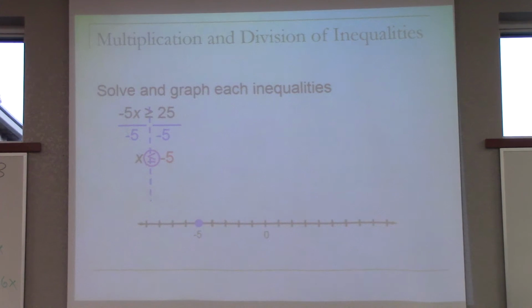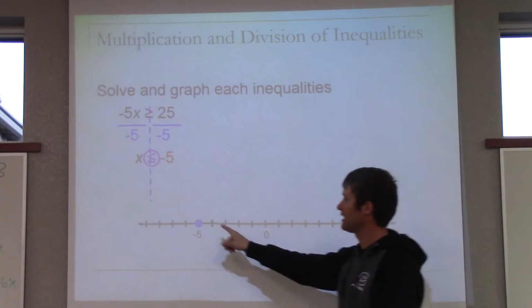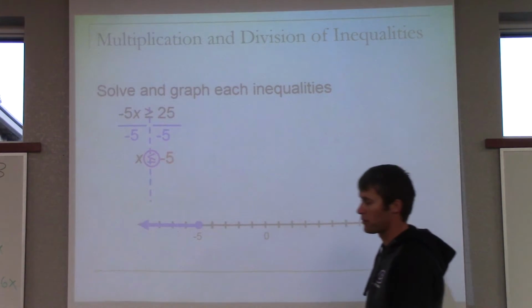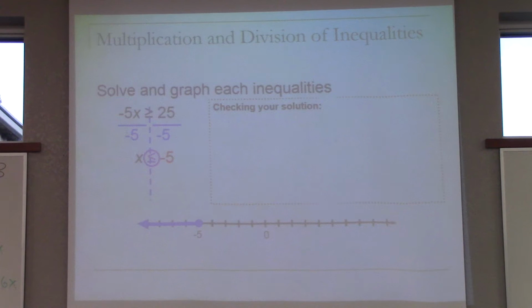So now if I want to graph that, we want x is less than or equal to negative 5, closed because it's equal to, so we point that way. Now we can check our work, see if it works. Yep. And go from there.